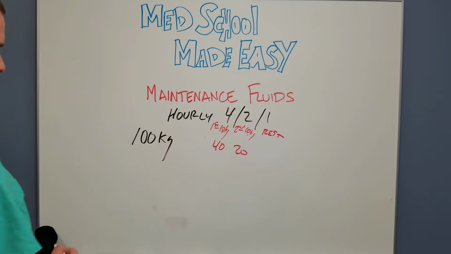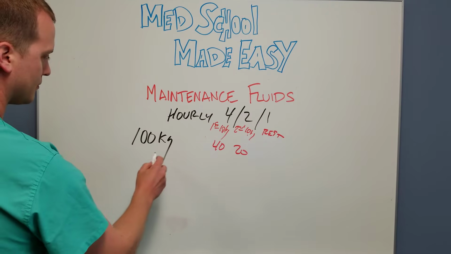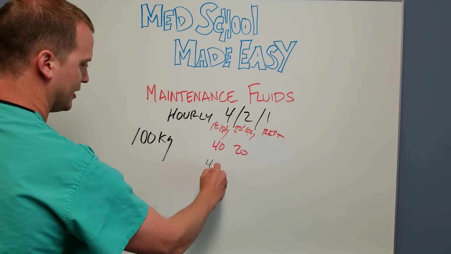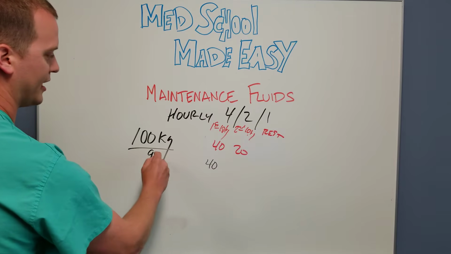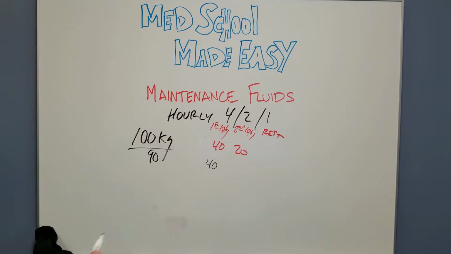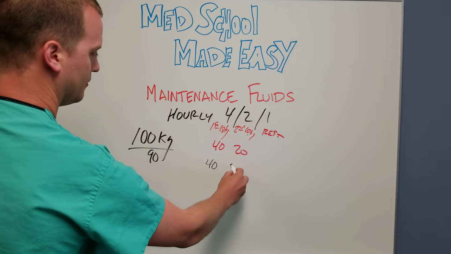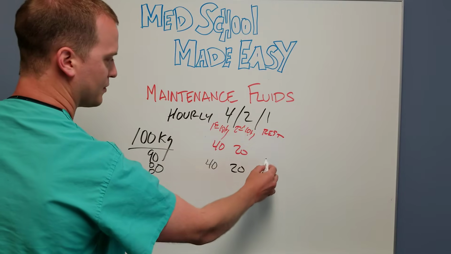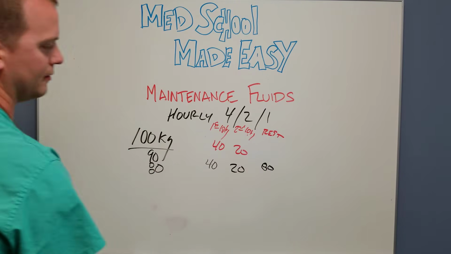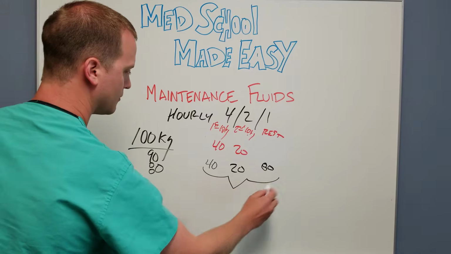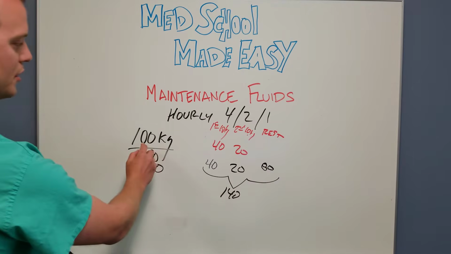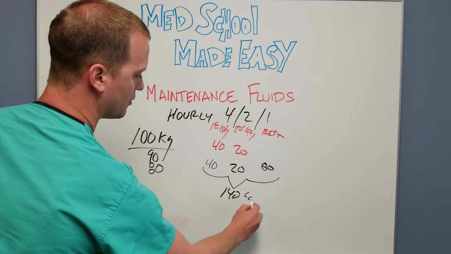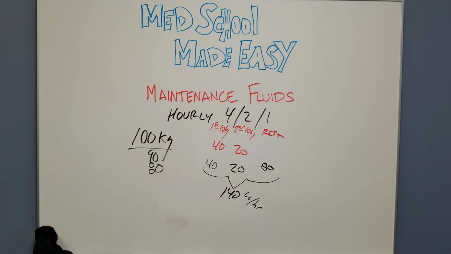So with our 100 kilogram individual, the first 10 is going to be 40, so write that down, and that takes us down to 90 remaining kilograms that need fluid, right? The second 10 are going to be 20, so now we're down to 80 kilograms left. So 80 times 1 is 80. You add these up, you're at 140. So a 100 kilogram individual needs roughly 140 cc's per hour of your isotonic crystalloid du jour, your lactated Ringer's, normal saline, Plasma-Lyte, whatever you got.